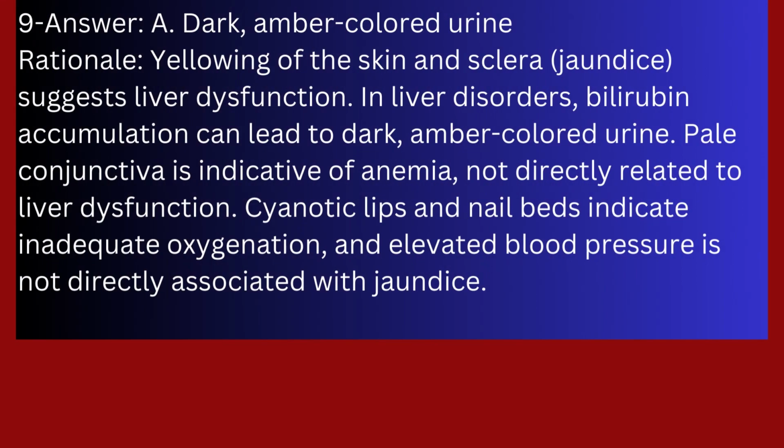Dark amber-colored urine. Yellowing of the skin and sclera, jaundice, suggests liver dysfunction. In liver disorders, bilirubin accumulation can lead to dark amber-colored urine. Pale conjunctiva is indicative of anemia, not directly related to liver dysfunction. Cyanotic lips and nail beds indicate inadequate oxygenation, and elevated blood pressure is not directly associated with jaundice.